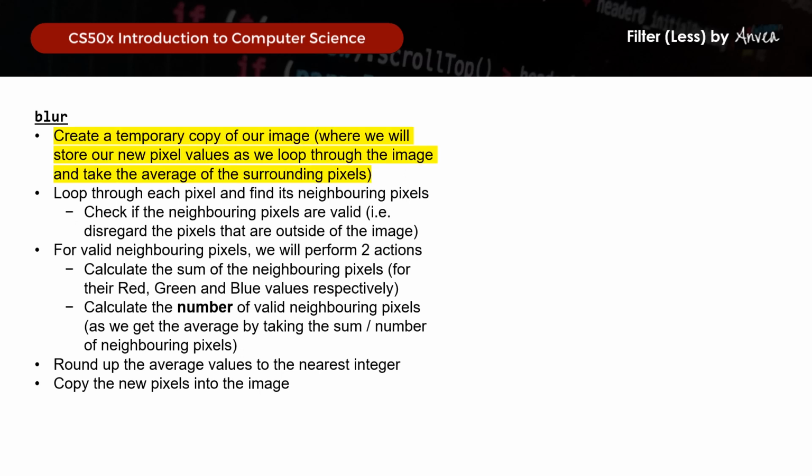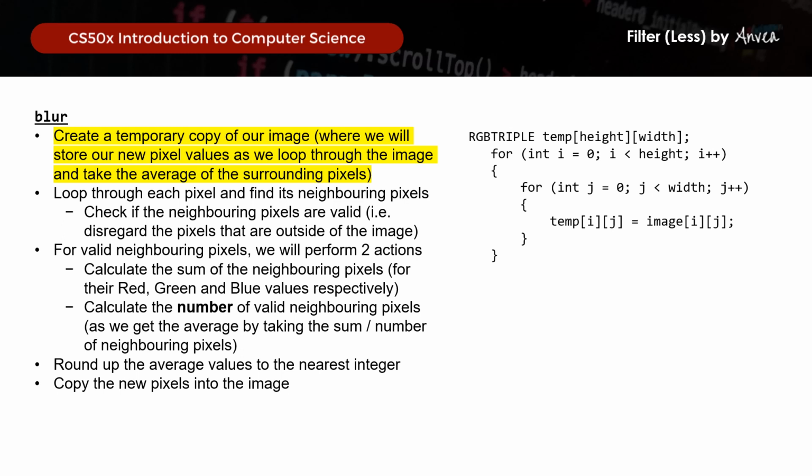So let's go step by step for this. First, we will create a temporary copy of the image. This is actually done by looping through each pixel of the original image and writing them into temp[i][j] equals image[i][j]. So by doing so, you are just directly copying each pixel over.